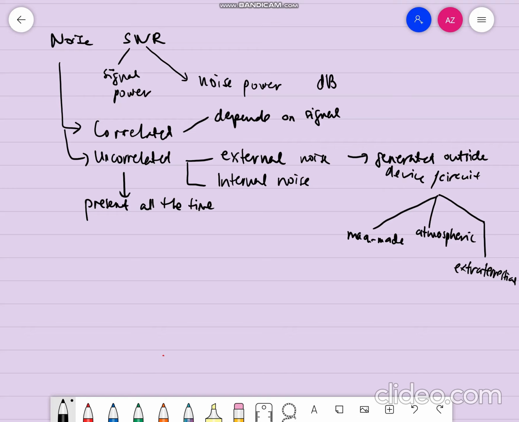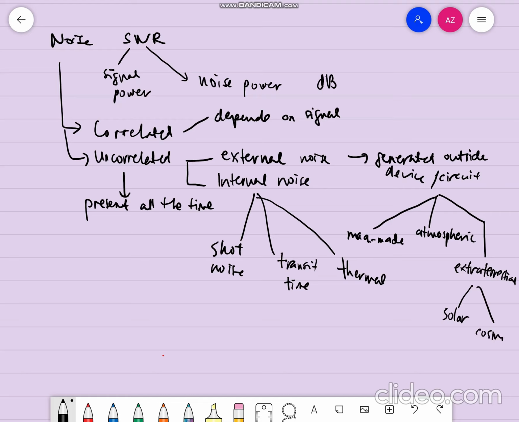The internal noise is the electrical interference which is generated within a device or circuit. There are three primary kinds of internally generated noise: shot noise, transit time, and also thermal. We can go through all of these, and they can be further elaborated.